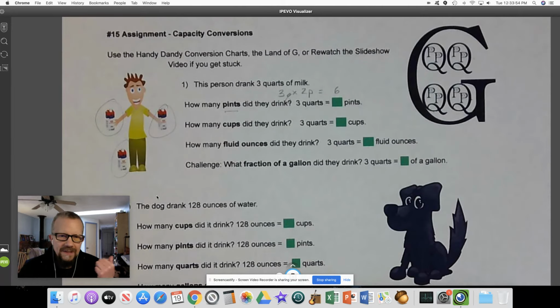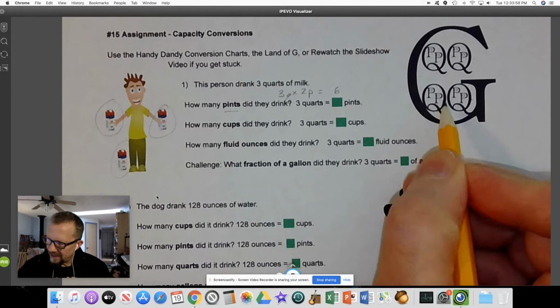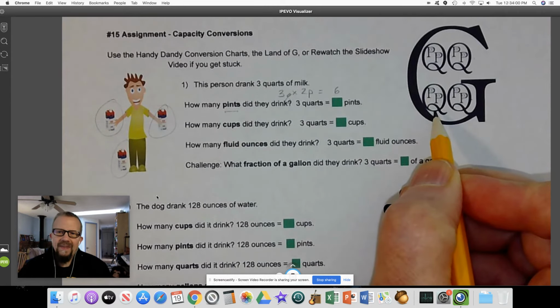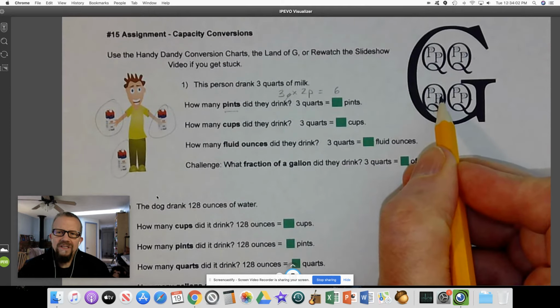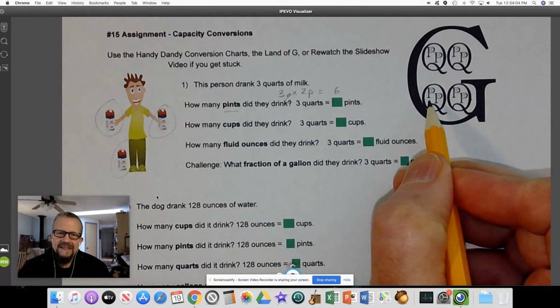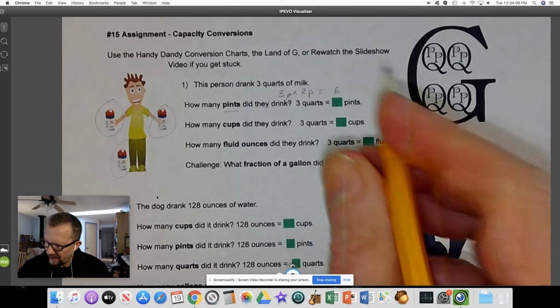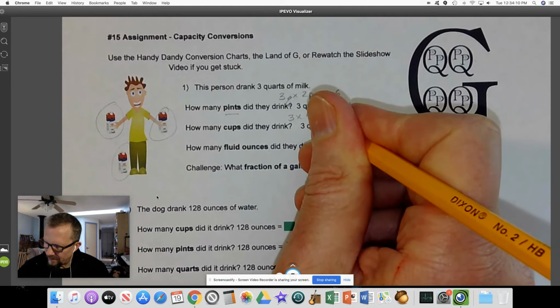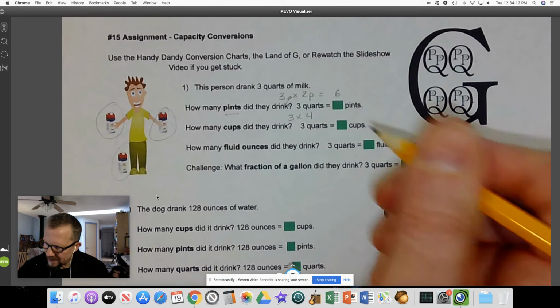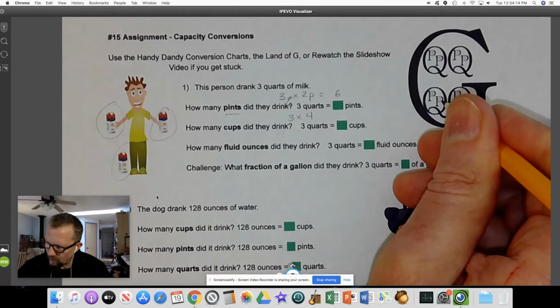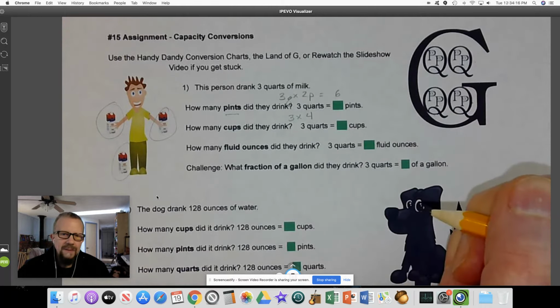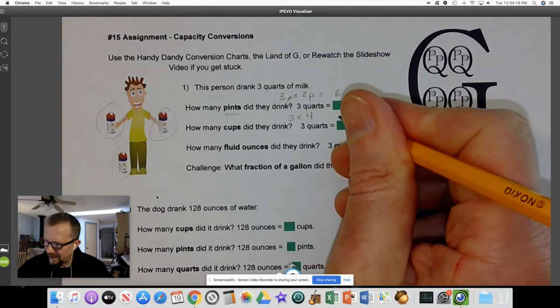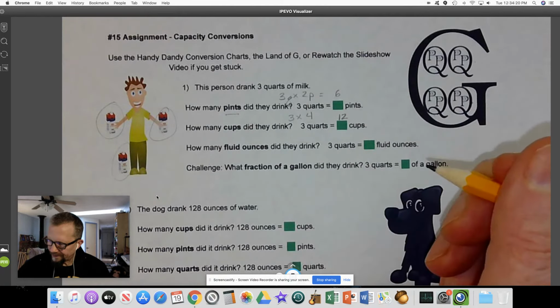How many cups did they drink? Well, there are 2 cups in each of these pints. And there are 1, 2, 3, 4 cups in every quart. So we could say 3 quarts times 4 cups per quart, right? 1, 2, 3, 4 cups per quart. And that gives us 12 cups.